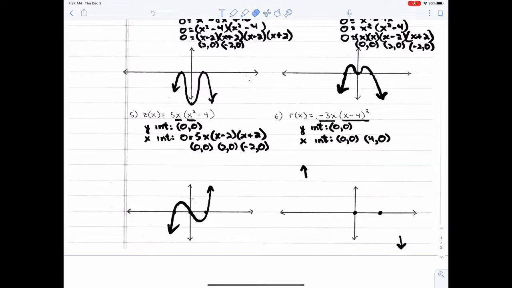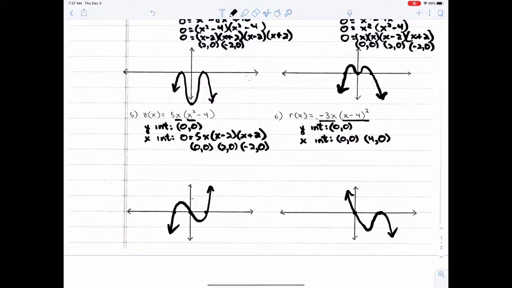Okay, so I'm going to get rid of the ones I had drawn originally. So we're going to come up from the bottom. Since it's multiplicity 2, we're going to turn around and not pass through the axis. And then we're going to turn and go back up.